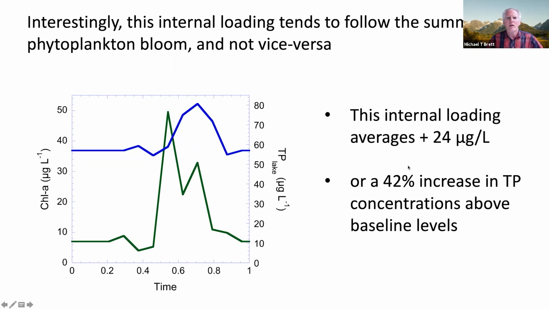And very interestingly, I was a little surprised by this result right here. The internal loading that we see in Utah Lake actually tends to follow the algal blooms and not precede it. So classically, we would think of internal loading as a source of nutrients that supports the bloom. In this case, it's actually looking like the bloom is mobilizing the phosphorus from the sediment, so that the bloom is accessing phosphorus at the sediments, and it's the bloom that's driving internal loading instead of vice versa, which is, I think, very interesting.